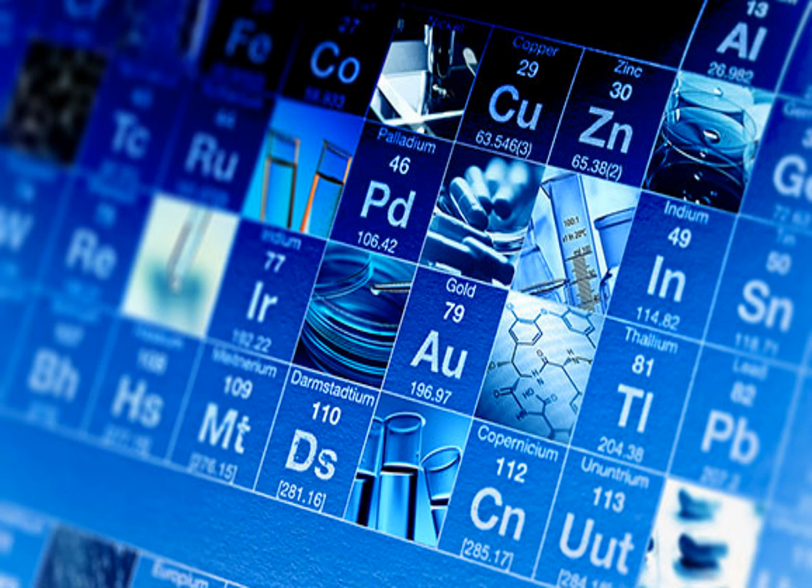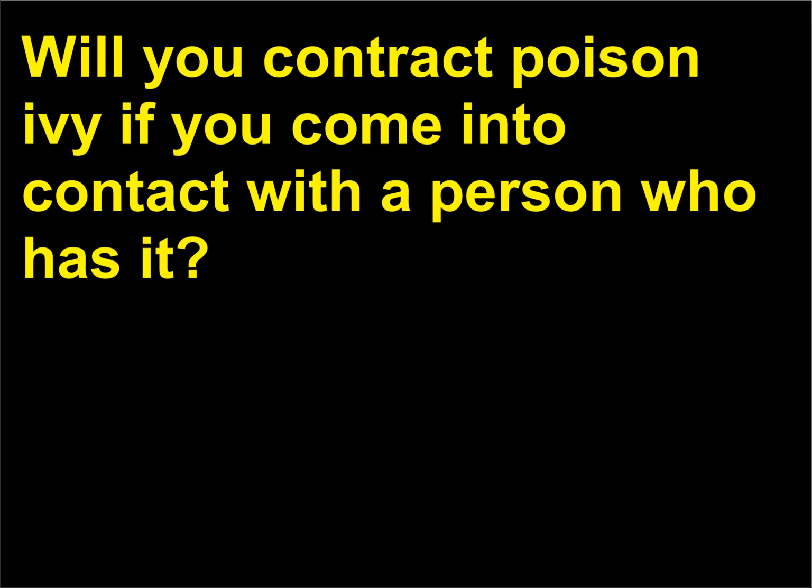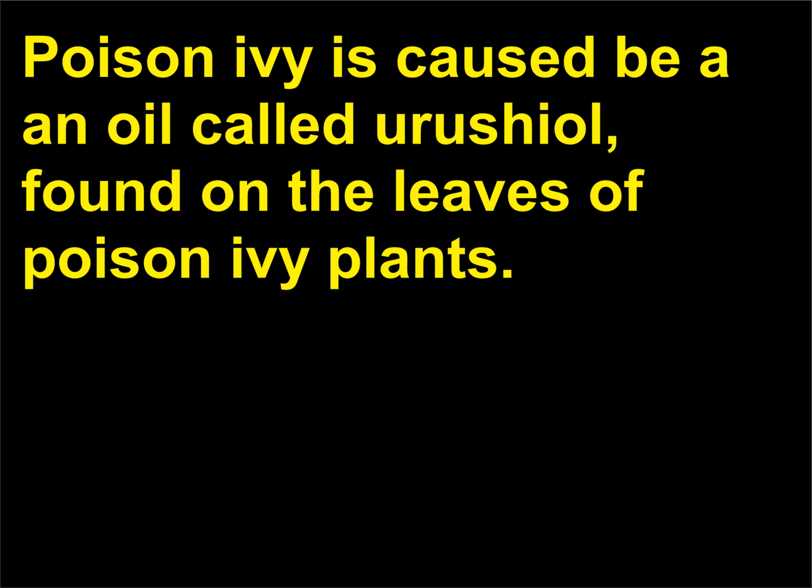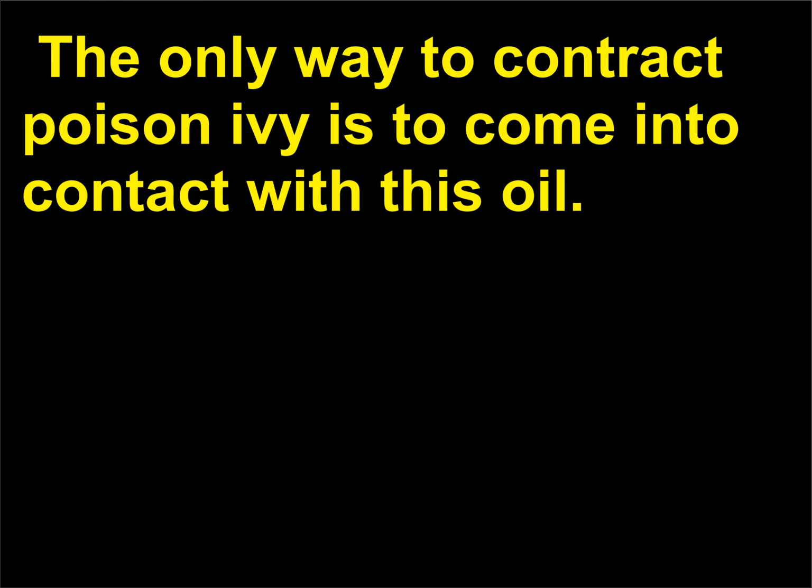Will you contract poison ivy if you come into contact with a person who has it? Poison ivy is caused via an oil called urushiol, found on the leaves of poison ivy plants. The only way to contract poison ivy is to come into contact with this oil.